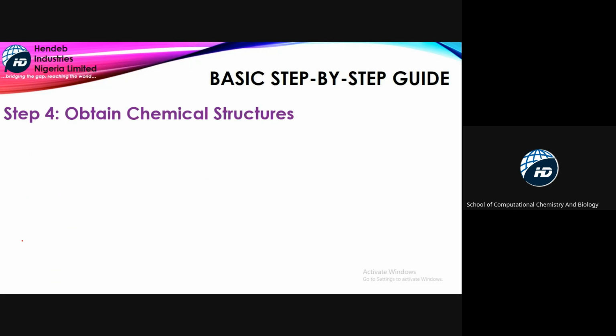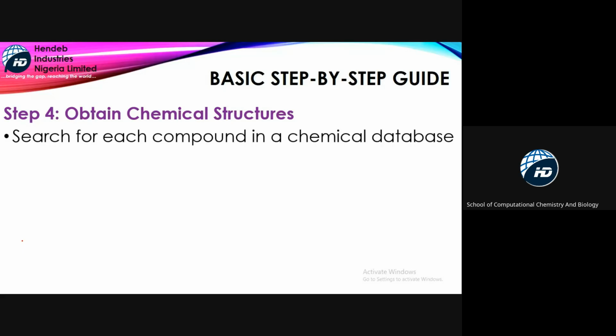The next step is to obtain their chemical structure. So you're going to obtain their chemical structure now. We're just getting the overview of requirements for building a mini database. So you obtain their chemical structures. You can search for each compound in some chemical databases. So you can download their structures from some of these chemical databases, or you copy.